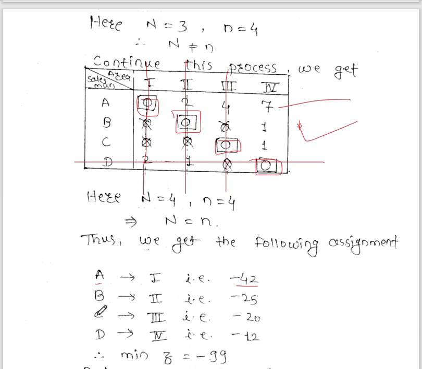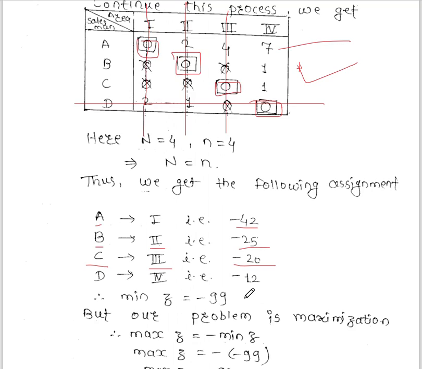Then the second group is assigned to the second area, and the number of persons is minus 25, and the third group is assigned to the third, and the number of persons is minus 20, and group D is assigned to area 12, that is, the number of persons is 20. So the problem is in the form of minimum z equal to minus 99, but our actual problem is in the form of maximization.